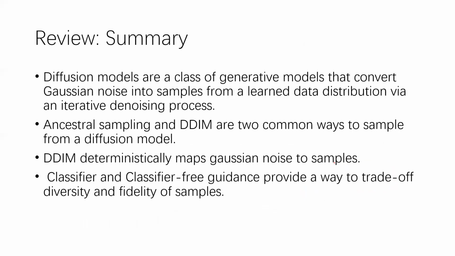So a summary. Diffusion models are a class of generative models that convert Gaussian noise into samples from a learned data distribution via an iterative denoising process. Ancestral sampling and DDIM are two common ways to sample from a diffusion model. DDIM can deterministically map Gaussian noise to samples. Classifier and classifier-free guidance are a way to trade off the diversity and fidelity of samples.